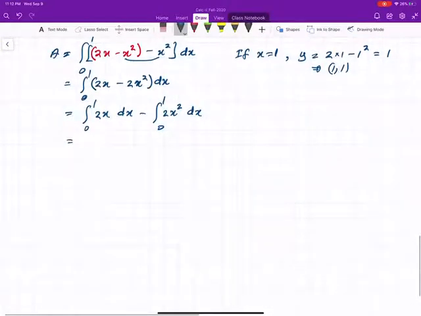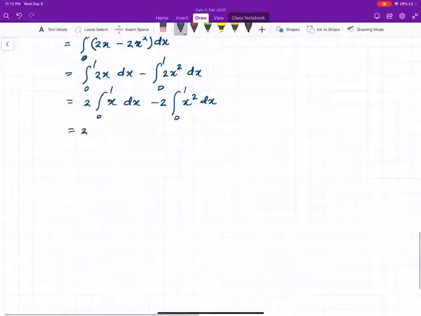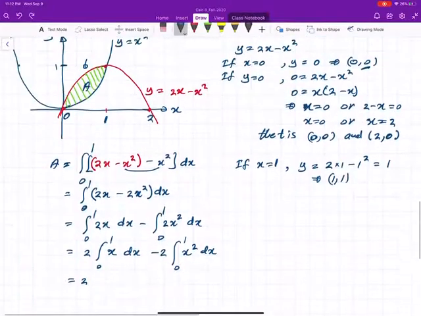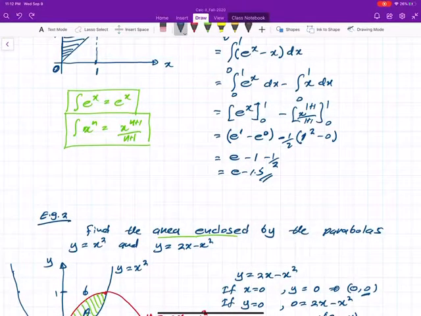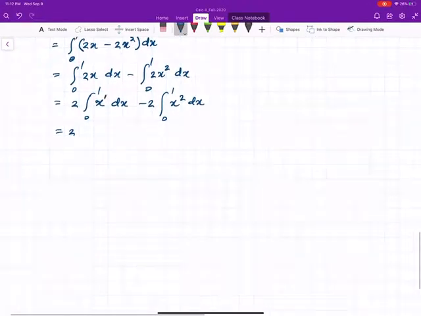Alright, here you can take 2 out, it's a constant, and integrate x from 0 to 1. Here 2 is a constant, you can take 2 out and integrate x squared. Here you are using the power rule. I have already written the power rule somewhere here. This is the power rule of integration. You could use that rule. Here the power is just 1, x to the power 1. So you write x to the power 1 plus 1 over 1 plus 1. And then you put the limit 0 to 1.